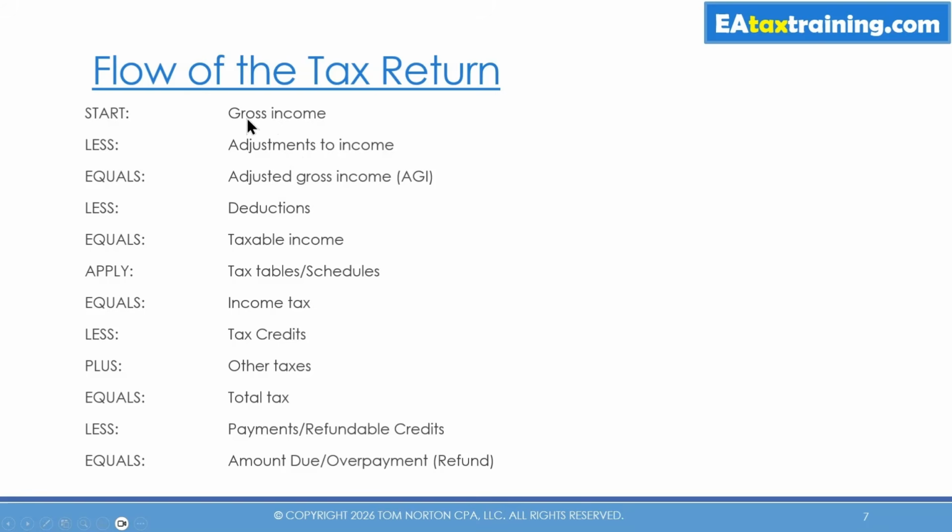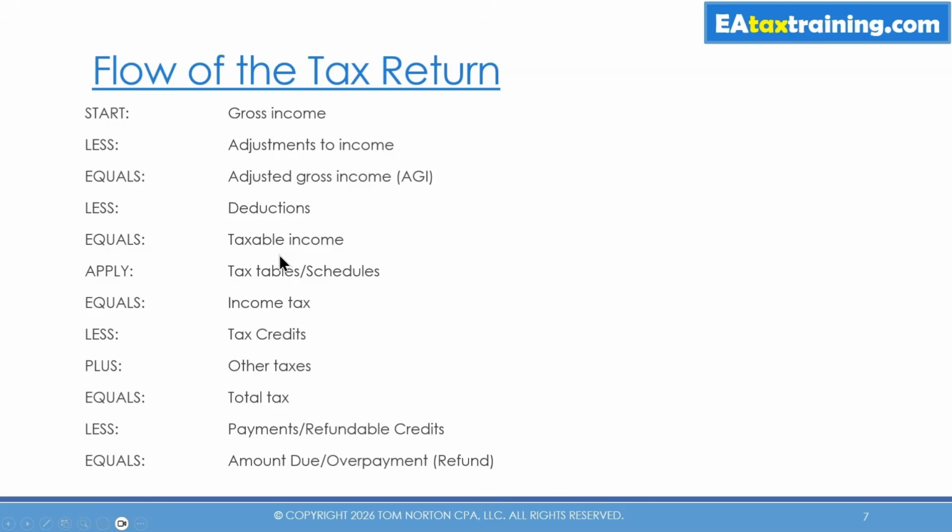So again, we start with what's called our gross income, so all of our income. Then we subtract something called adjustments to income. That leaves us with a very important number called adjusted gross income, AGI. AGI is a very important checkpoint on our way to figuring out whether we have an amount due or a refund. Many provisions of the tax law refer back to adjusted gross income, so you'll want to take special note of that. Once we have AGI, then we are going to subtract our deductions. That will leave us with taxable income.